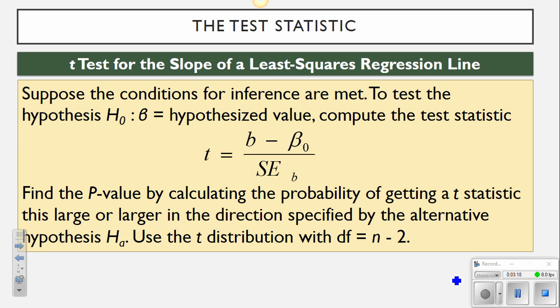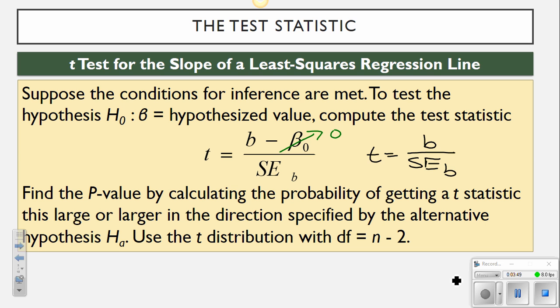Okay. All right, so this is already printed for you on the paper. It says, suppose that the conditions for inference are met. Then we're going to test H0: beta is equal to, generally, 0. I guess it could be other things, but generally it's 0 in terms of the AP curriculum. So your test statistic is simply the sample slope b over SE sub b.